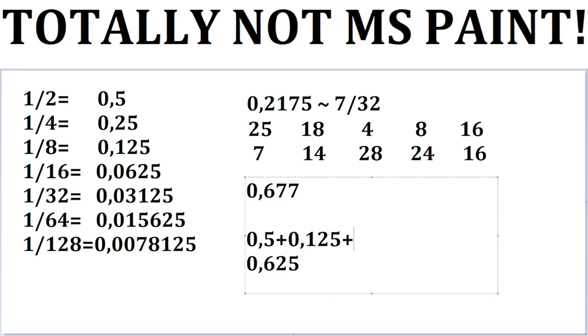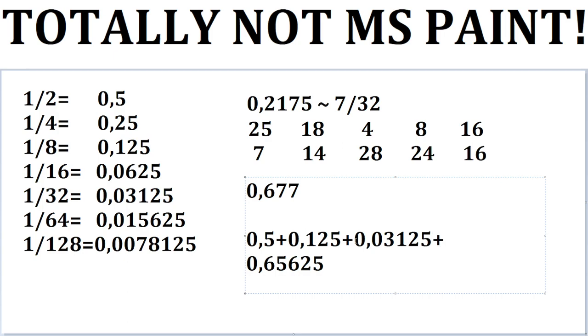So if I did a 16th, I would overshoot a little bit again. So let's just go with the 32nd next. 0.03125. What does that make? Well, we add 3125 to this, so that's 0.65625. Getting closer, ever closer.